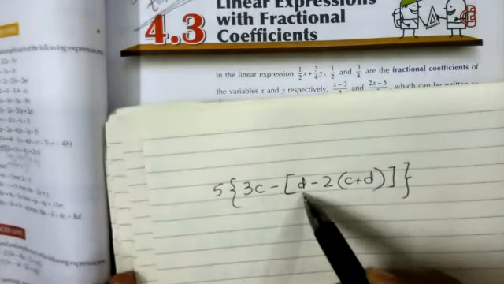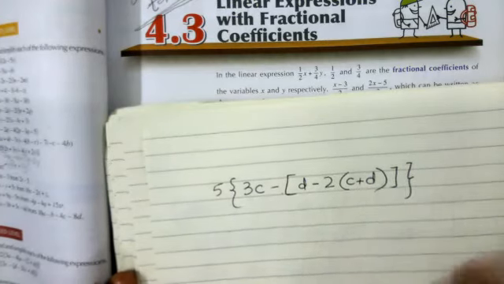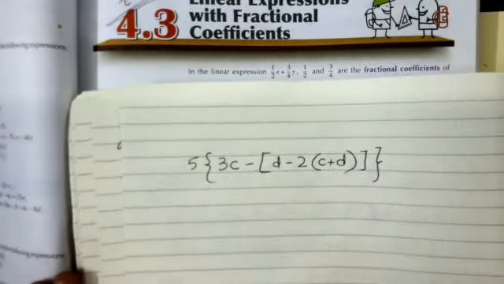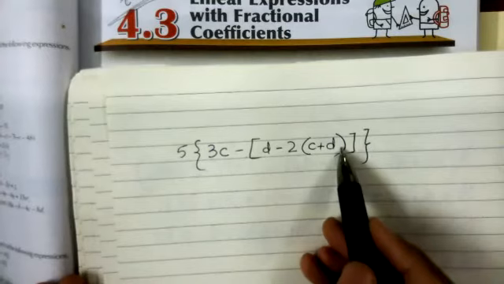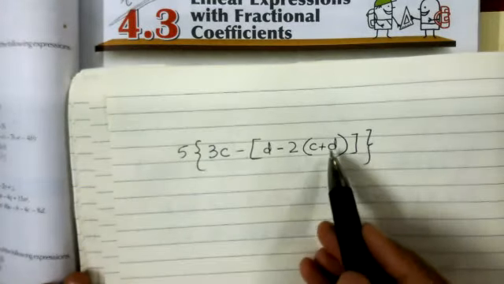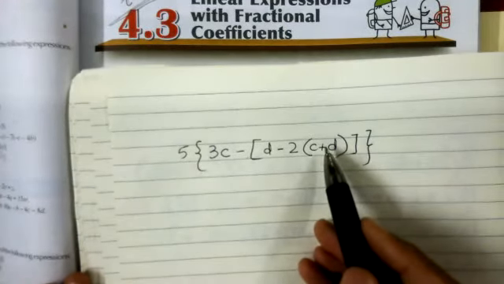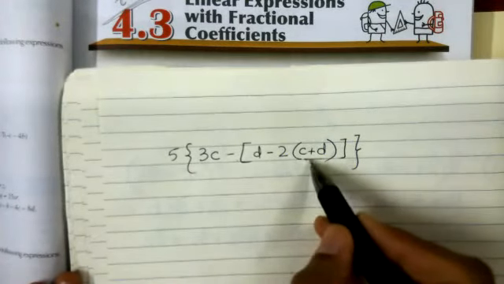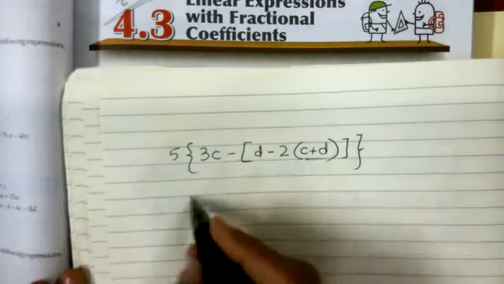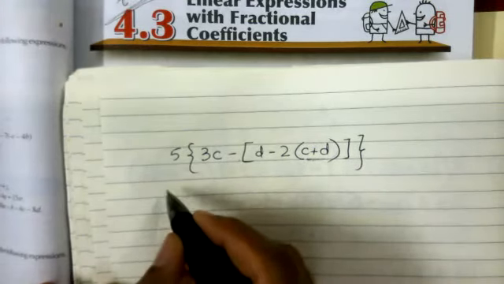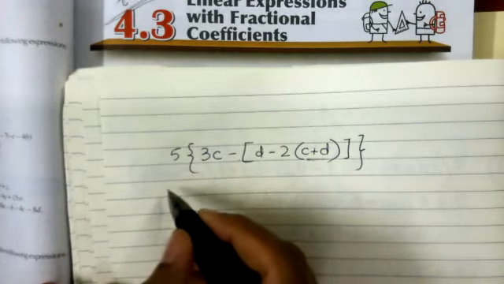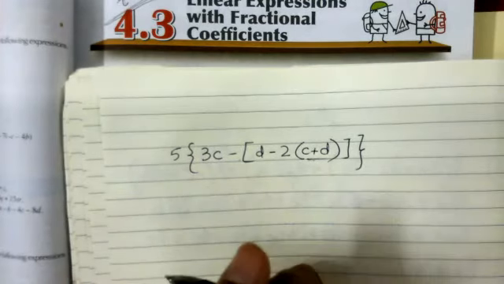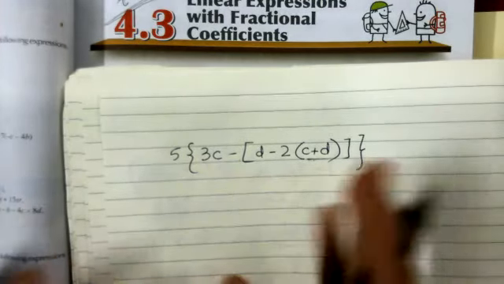5, 3C minus D minus 2C plus D. Okay. Can you see there are more than one type of bracket? Yes, I know that. So we will solve the innermost bracket first. Who wants to do this? Me. Can I do it? Yes, but please hurry up because we are already 5 minutes late.